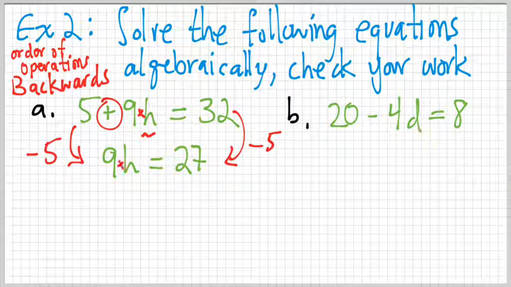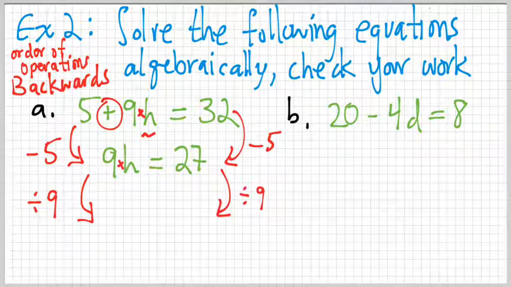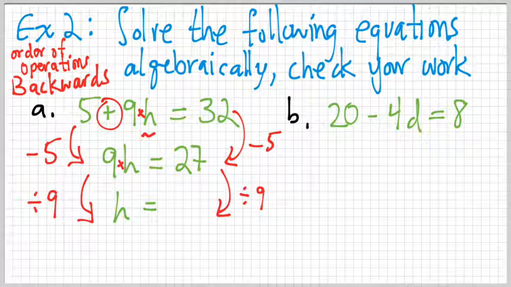Now we can deal with this multiplication that's going on between the 9 and the h. Inverse of multiplication is division. So we're going to divide both sides by 9. On the left, we've got 9h divided by 9. The 9's are going to cancel, so we're left with just h on the left. And now we'll do 27 divided by 9, which of course is 3.